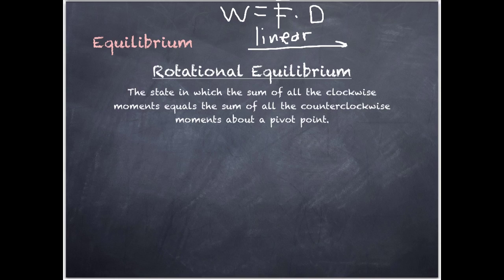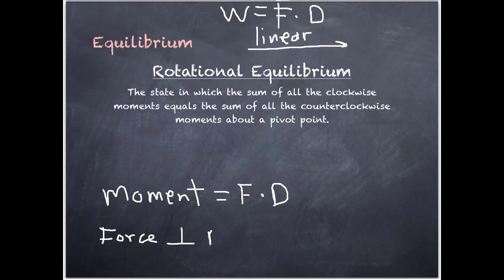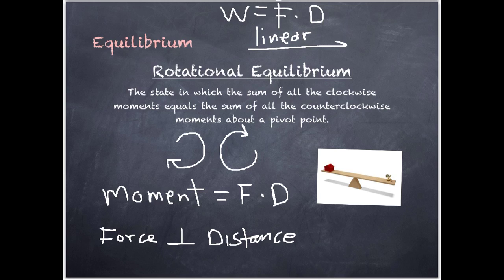A moment, same concept here. It's force times distance, but the force is always perpendicular to the distance. Because of that, you're going to have rotations. This is clockwise, that's the way a clock goes, or counterclockwise, the opposite way that a clock goes. Here's an example of rotational equilibrium. This teeter-totter is perfectly balanced. So it is not rotating either direction, not clockwise nor counterclockwise.